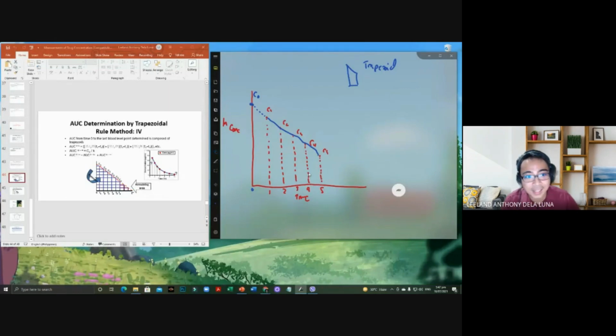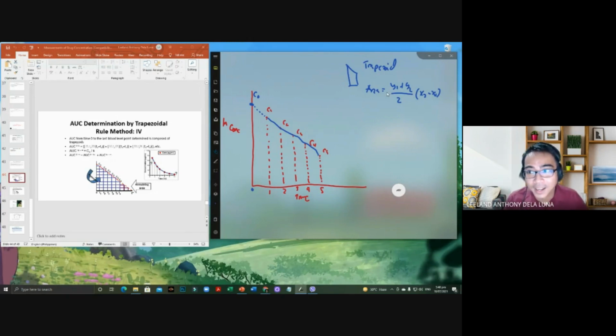So now, class, since this is a trapezoid, I can use the formula to compute for the area of a trapezoid, because these are all just trapezoids. Right? These are all just trapezoids. And what's the formula, class, for the area of a trapezoid? It's y1 plus y2 over 2 times x2 minus x1. So this is the equation for the area of a trapezoid.